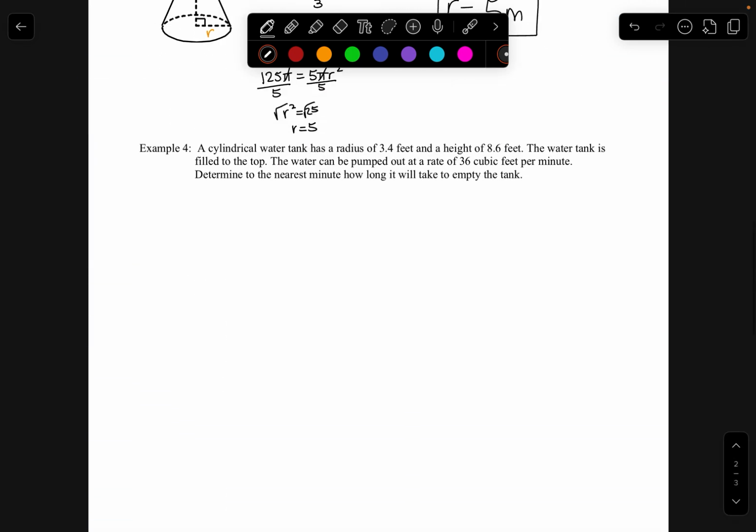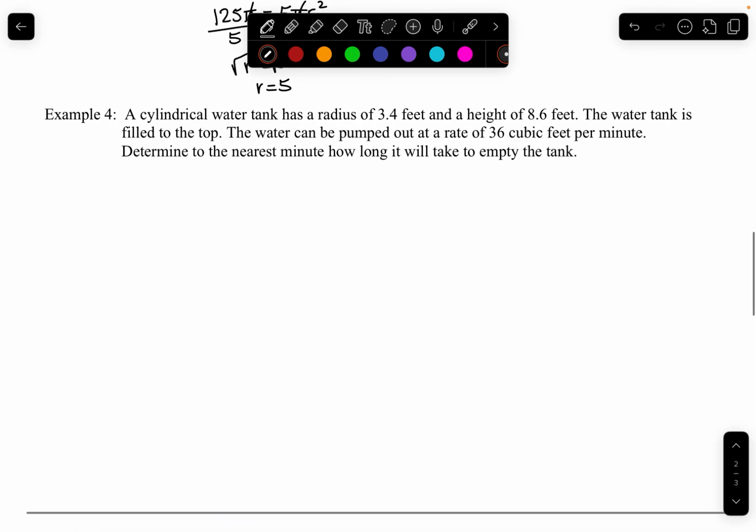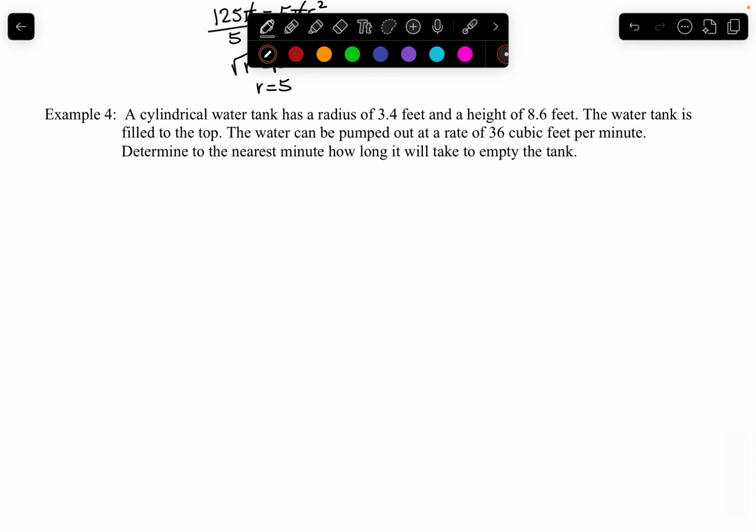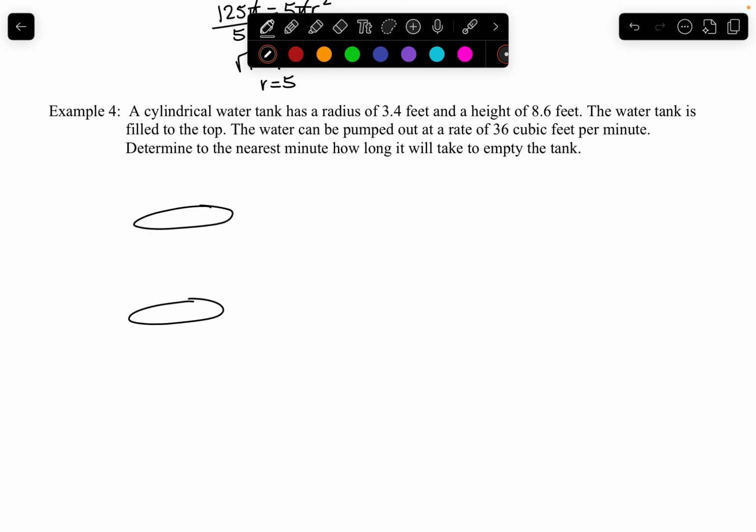All right, last example, so nice. Example 4, a cylindrical water tank has a radius of 3.4 feet and a height of 8.6 feet. The water tank is filled to the top. The water can be pumped out at a rate of 36 cubic feet per minute. Determine to the nearest minute how long it will take to empty the tank. Okay, careful. This says a cylindrical, not a conical. Okay, so we have a cylindrical water tank. It has a radius of 3.4 feet and a height of 8.6 feet.